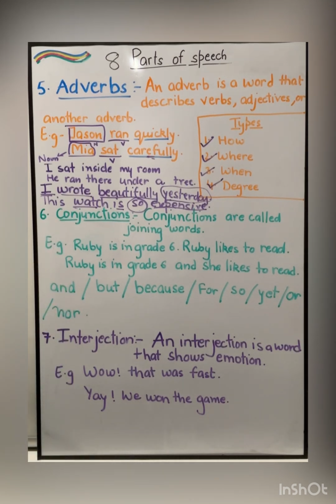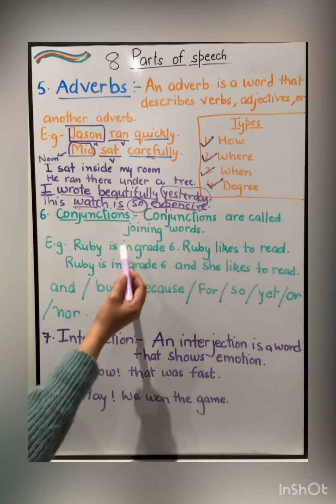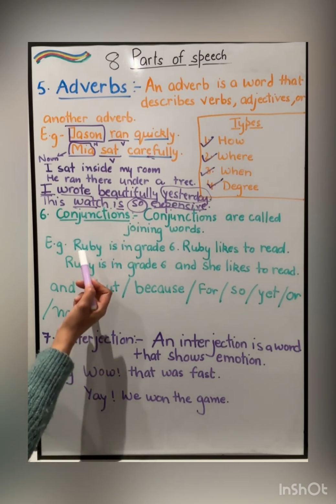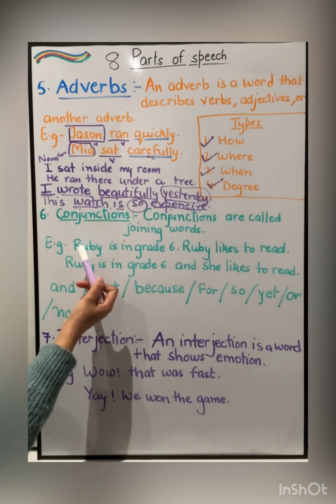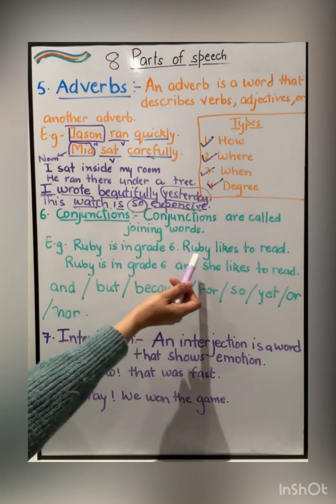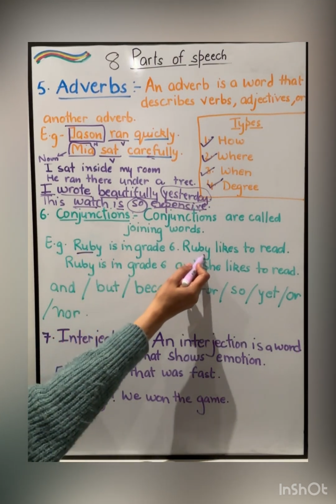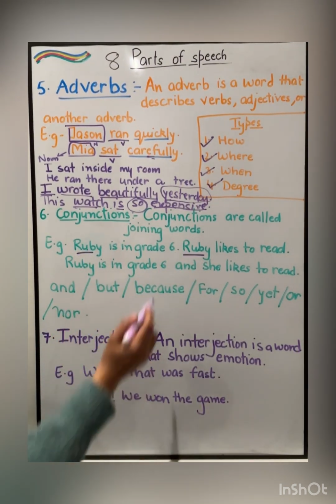Number 6, conjunctions. Conjunctions are called joining words. What does that mean? Why do we need joining words? Because, again, like I said, we can't keep repeating the same noun again and again. Like we repeated here: Ruby is in grade 6. Ruby likes to read. We're talking about Ruby, but we're mentioning Ruby two times with a full stop here.